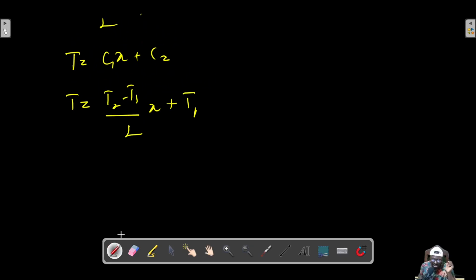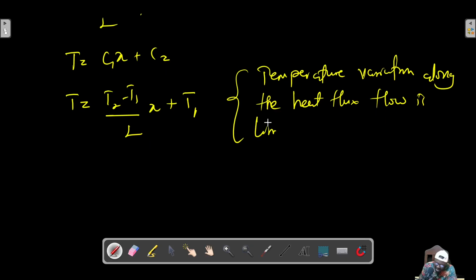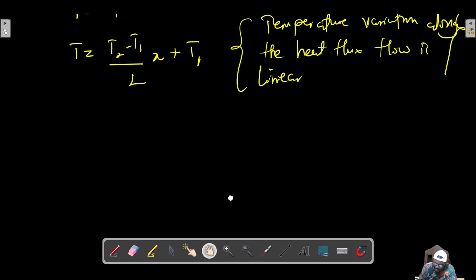So you can see that mathematically, the temperature variation with X is actually a linear variation along the heat flux flow. Temperature variation along the heat flux flow is linear.